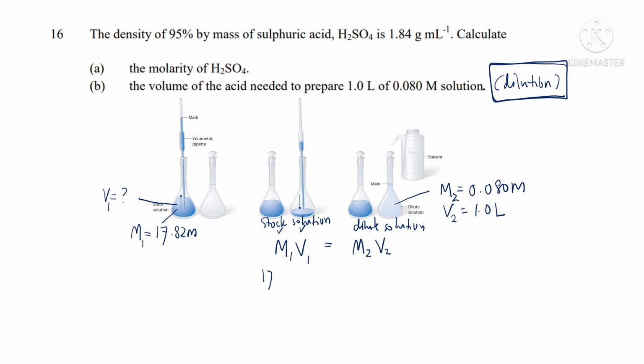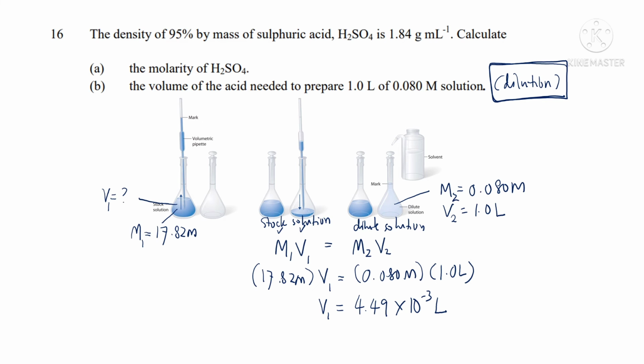And the M1 is 17.82 molar. V1 we want to calculate, and M2 is 0.08 molar. V2 is 1 liter. And then by doing the mathematical calculation, we can solve that as 4.49 times 10 to the power of negative 3 liter. So that means in order to prepare 0.08 molar of 1 liter dilute solution, we need to take out 4.49 times 10 to the power of negative 3 liter of stock solution.